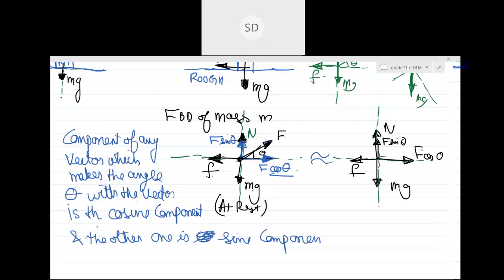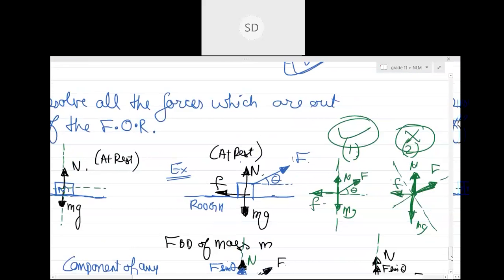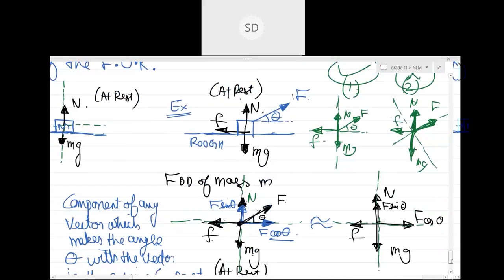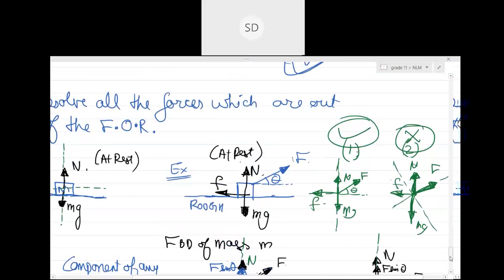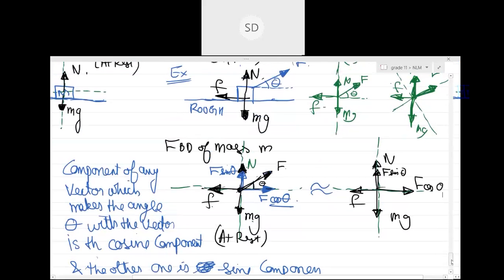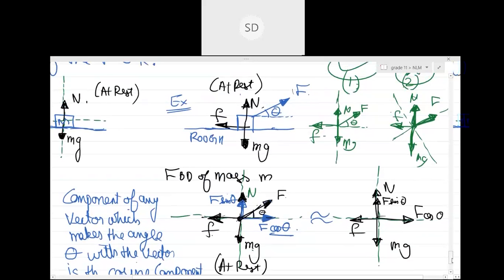Is this clear, guys? Is the fourth step clear? The fourth step is to resolve all the forces which are out of the frame of reference, and by resolving them into two components, we bring them inside the frame. Once we have done that, after this we will study in the next class. So please draw this diagram. We will do lots of questions. I'm just explaining the method.